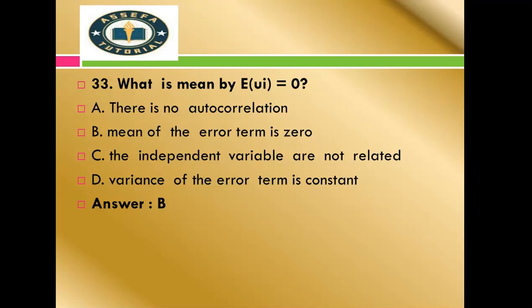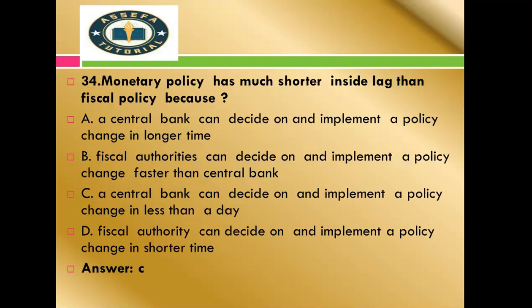Question number 33. What does the mean E(u) equal to 0 mean? Expected value of error term is 0. Therefore, A. There is no autocorrelation. B. Mean of error term is 0. C. Independent variables are not related. D. Variance of error term is constant. So E(u) equal to 0 means expected value of error term is 0. So the correct answer for this question is what? B. Good.